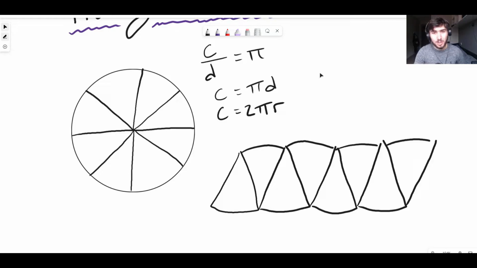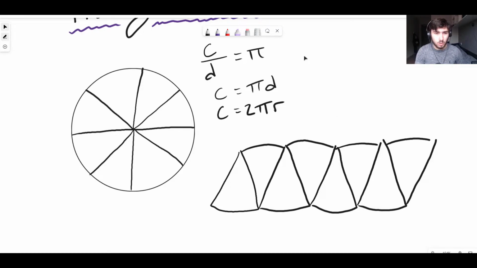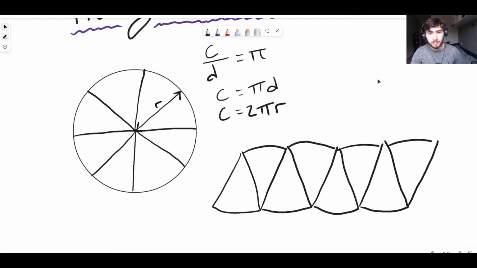If you rearrange that equation, you get from circumference divided by diameter is pi, you then get circumference is equal to pi times diameter. But what is the diameter? The diameter is always twice the radius. So circumference is equal to 2 pi r, where r is the radius of the circle. And just to be clear, in this circle, we can say this is a radius, or any one of those lines are radii. They're all the same length.